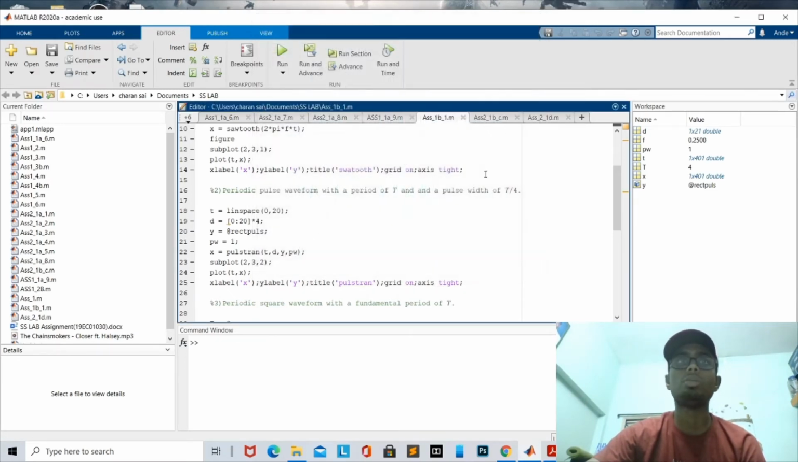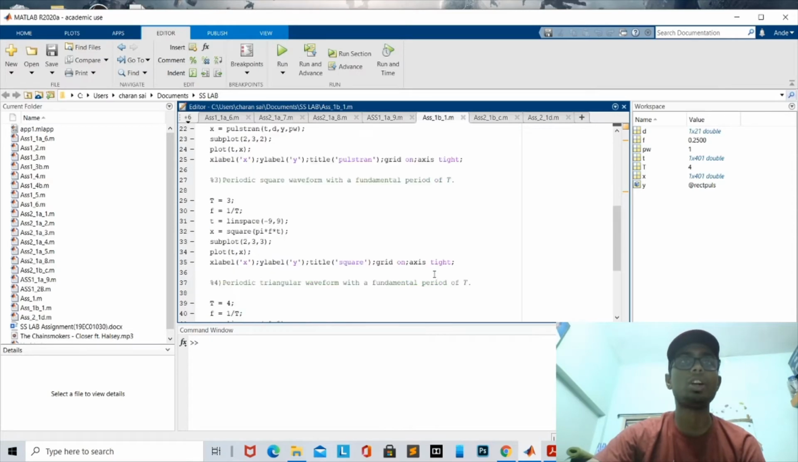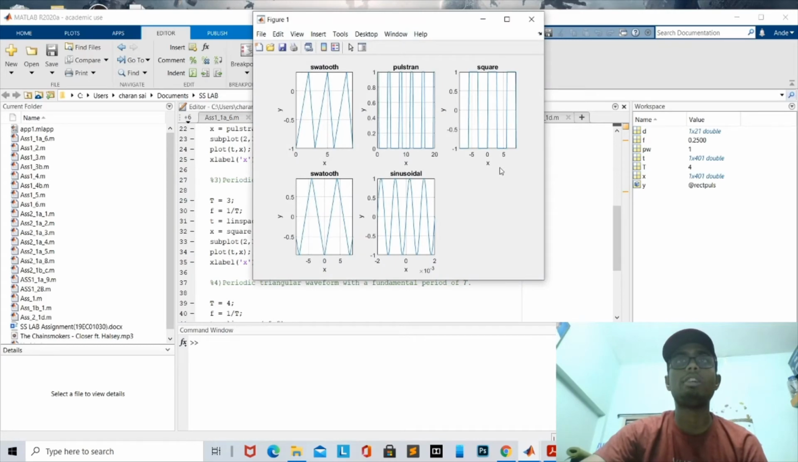And moving to the next one, they're asking us to plot a periodic square waveform. So what I did is I've used an inbuilt function named square. Here I have used x equal to square of pi*f*t, and I have plotted the graph. So here comes the periodic square waveform.